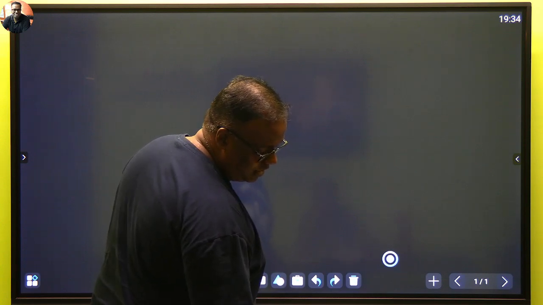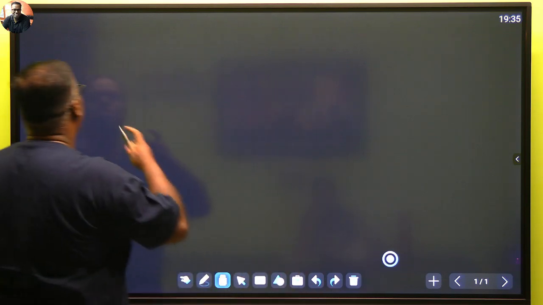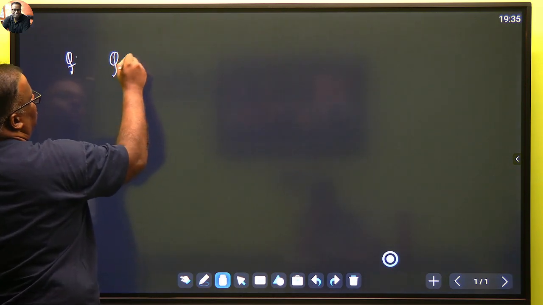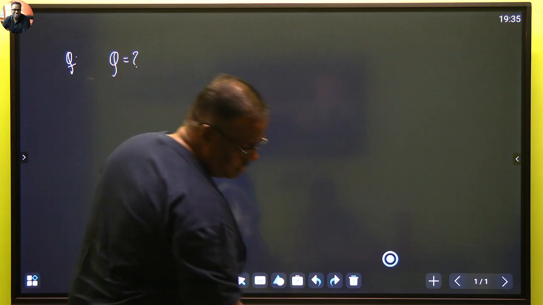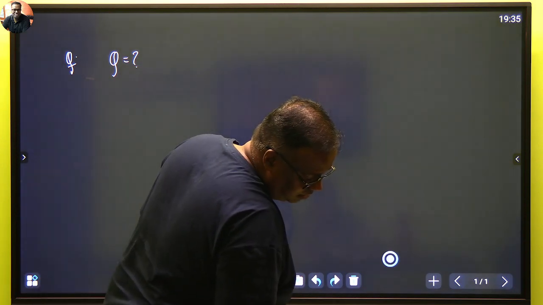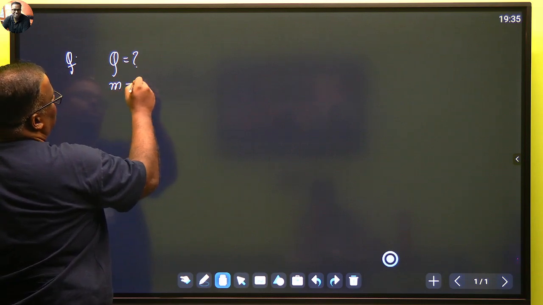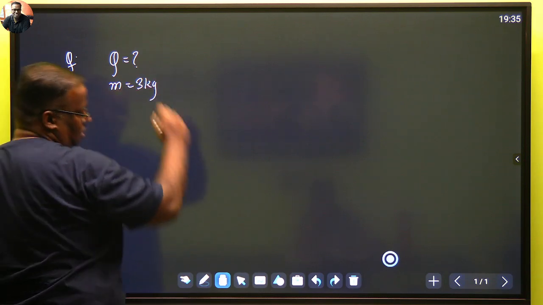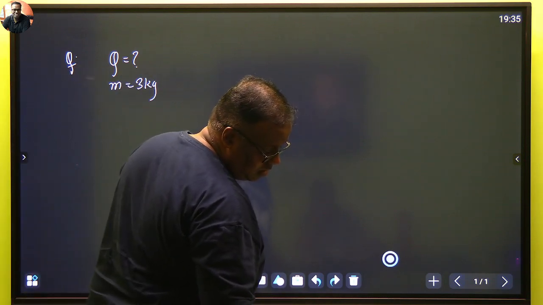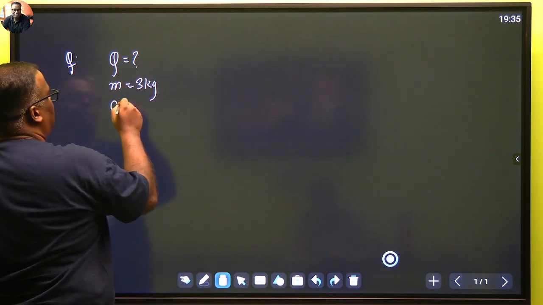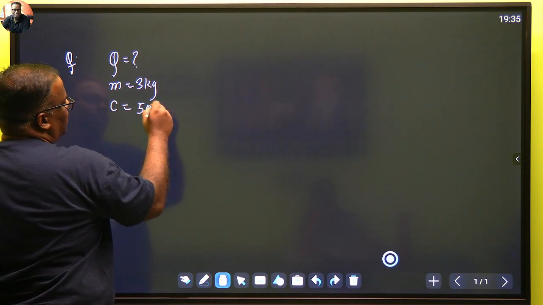Okay, next. The next question is how much energy has to be supplied. So our next question is how much energy has to be supplied. We don't know how much energy we need to supply. To a mass of 3 kg. So the mass of the substance is equal to 3 kg. Of material of specific heat capacity 500. We have been given the specific heat capacity, which is 500.